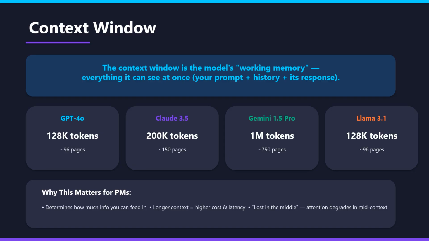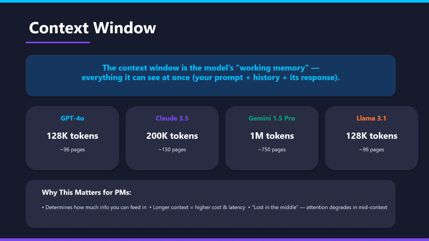Okay, look at the comparison cards on the screen. GPT-4 gives you 128,000 tokens, roughly 96 pages of context. Claude 3.5 offers 200,000 tokens, about 150 pages. Gemini 1.5 Pro goes up to 1 million tokens, that's around 750 pages. And Llama 3.1 matches GPT-4 at 128K tokens. Now here is what matters for product design.